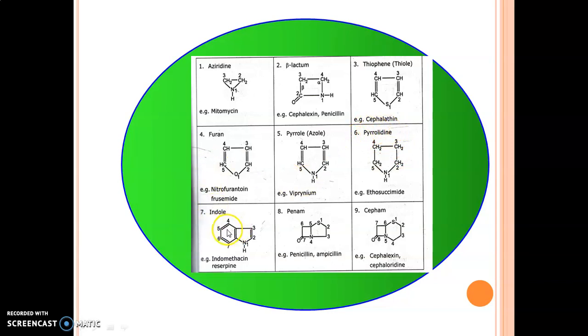Then we move towards the next ring, that is indole. It is a fused ring. Pyrrole ring is fused with benzene ring at 4, 5 position. Next ring is penam ring. In this, thiazole ring is fused with beta-lactam ring. Next ring is cepham. In this, beta-lactam ring is fused with a six-membered ring containing sulfur.